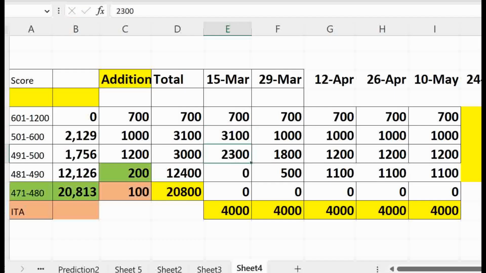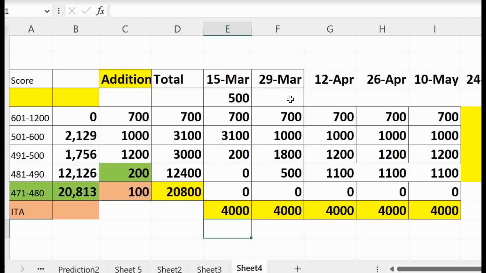Then the remaining 200 to make it 4000 will be picked up from this slab. So if only 200 candidates are picked up from this slab, then the upper limit for this slab is 491 to 500. That means only the candidates in the 500 range are picked up. So the cutoff score will be 500 if only 4000 candidates are picked up.